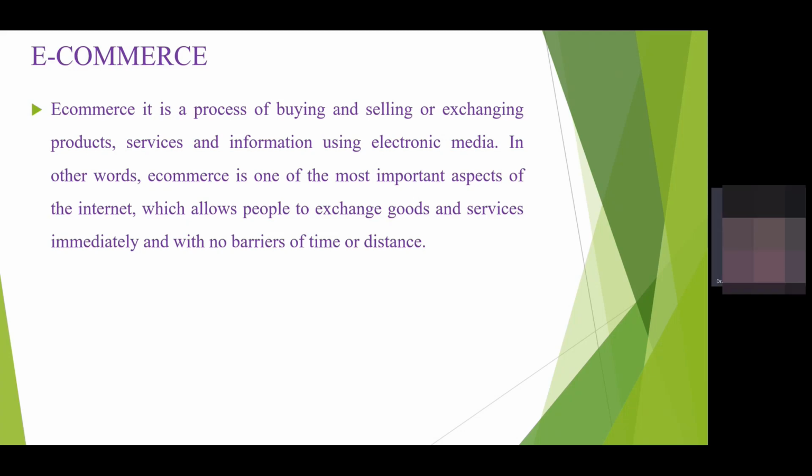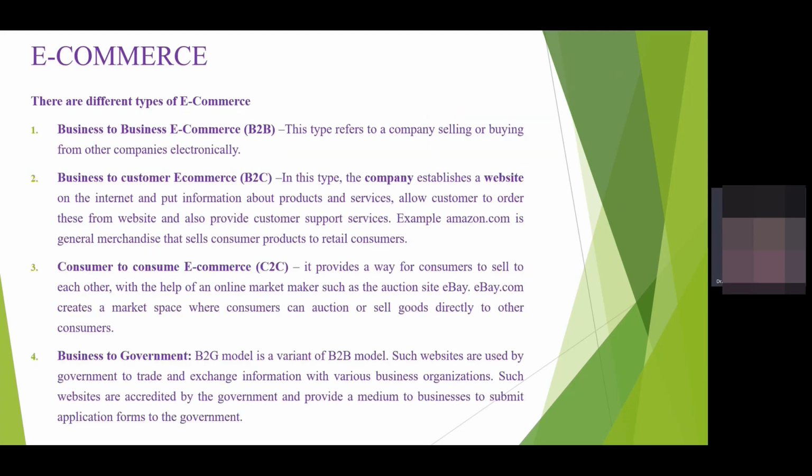Now, in e-commerce, there are basically four types. The first one is business to business e-commerce. This is mainly done between two business houses or two companies. They sell and buy from each other. They don't directly sell anything to customers or consumers. They sell products only to other companies. That's why it's called business to business.